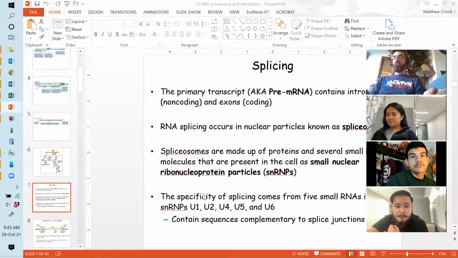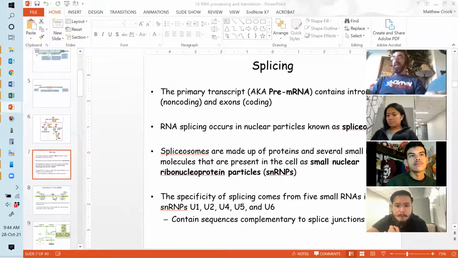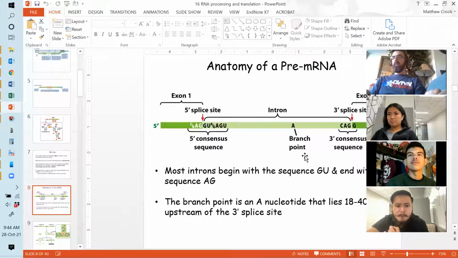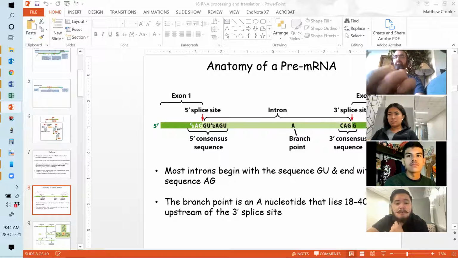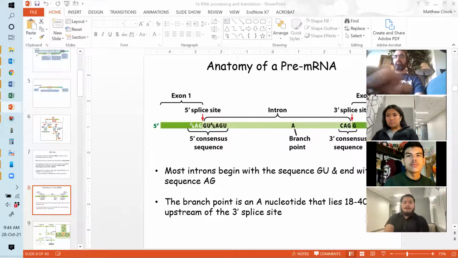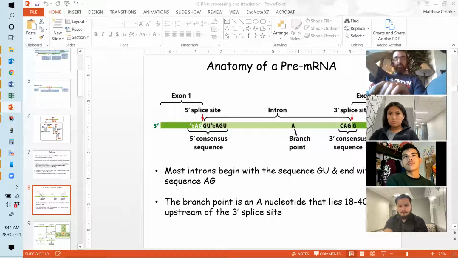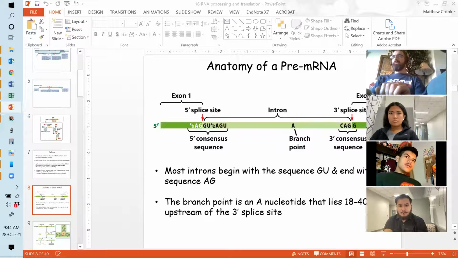Who knows? But anyway, we've got five different snRNPs, and they all have different jobs. Before we get into how it works, I just want to show you what an intron looks like. Introns have what are called splice sites or splice junctions at the beginning and the end of an intron. These have what's called a consensus sequence.